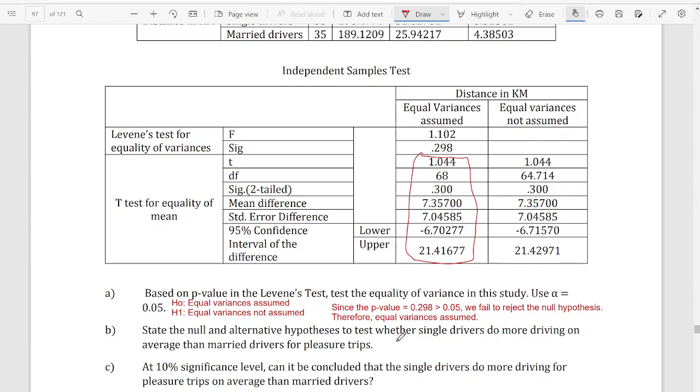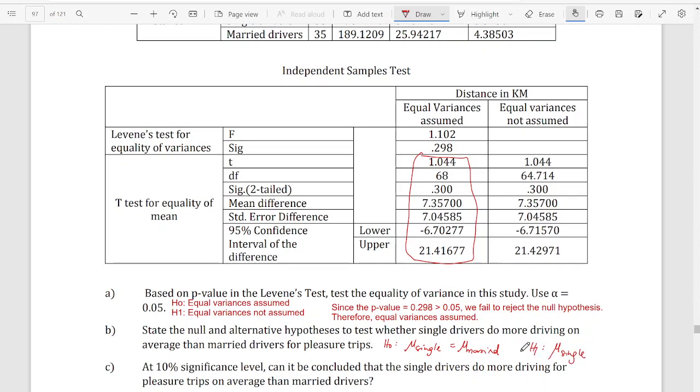Okay, so in this situation you have the single dengan merit, right? So our H0 will be, okay, mu single is equal to mu merit. Okay, so this is H0. And then for H1, we have mu single.